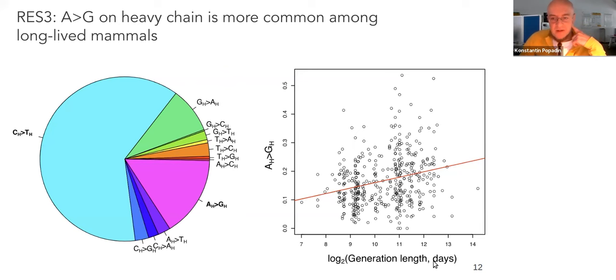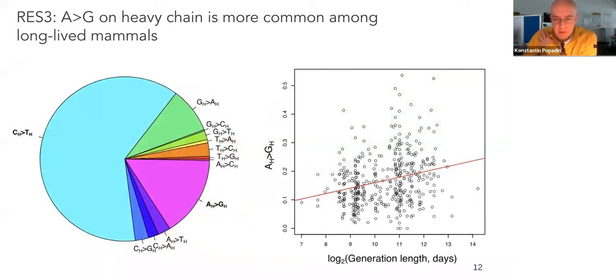So here, the x-axis is generation length. This is a log scale. So elephants and whales are on the right, short-lived mammals on the left, and each dot represents one species. So on a comparative species scale, we observe the same result. The frequency of substitution from A to G on the heavy chain is higher among long-lived mammals.